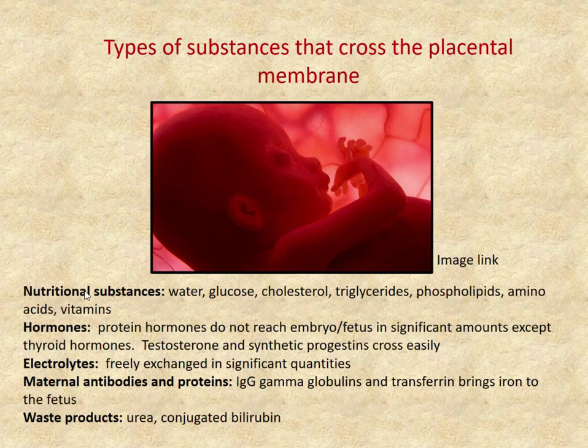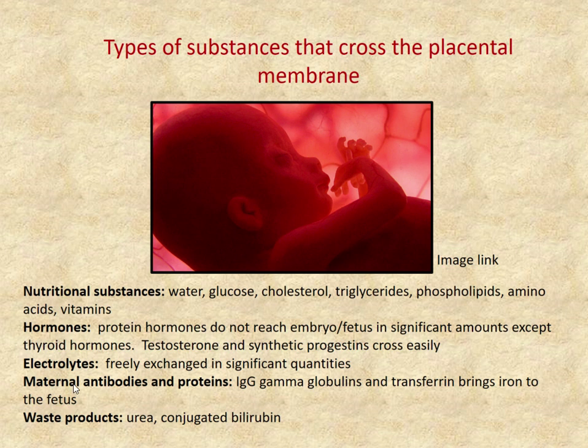And so this is sort of to give you just a little more detailed information. You're going to learn a lot of this in different classes that you're going to take. But just to give you the heads up that there are a lot of nutritional substances that have to cross this placental membrane. Like you need cholesterol, definitely water and glucose, like I've mentioned before, but other things like amino acids and vitamins, phospholipids. So protein-based hormones do not actually go across the placental membrane in large amounts, except for thyroid hormones. There are other hormones that do, testosterone and synthetic progestins do cross easily.